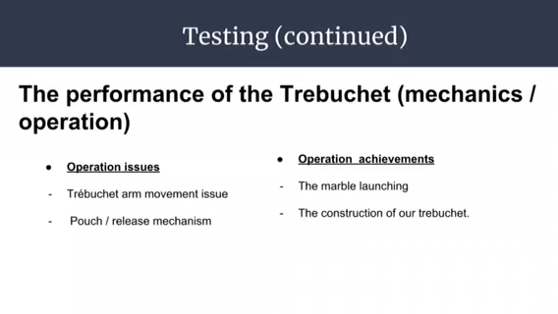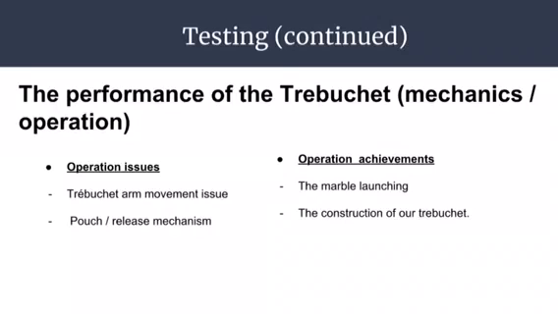Test 2. Not only did we look at operation issues when building the trebuchet, but we also looked at some operation achievements as well. One of these operation achievements was the ability to build a trebuchet that actually launched the marble. Another operation achievement was the ability to not only build a trebuchet, but build a trebuchet that was able to hold its weight and not break throughout the entire test.